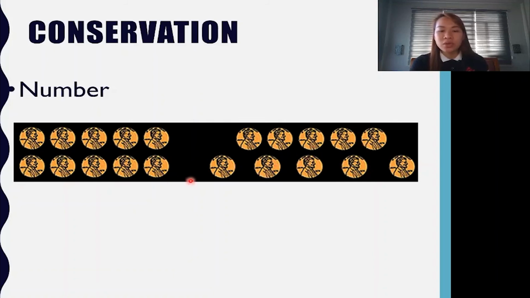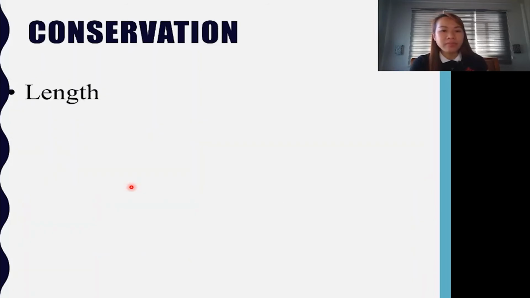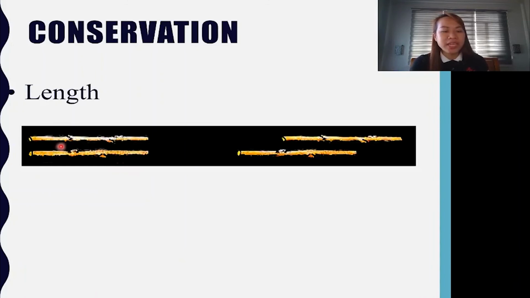But if we show this to a preschooler who is in pre-operational thought, they would think that this number of coins is higher than this one because of how they are spaced. Okay? They don't understand the theory of conservation yet. Another example, in length. Here we have two sticks with equal size, and here also with equal size, but in a different arrangement, or they're not parallel together. We would think that this is the longer one.